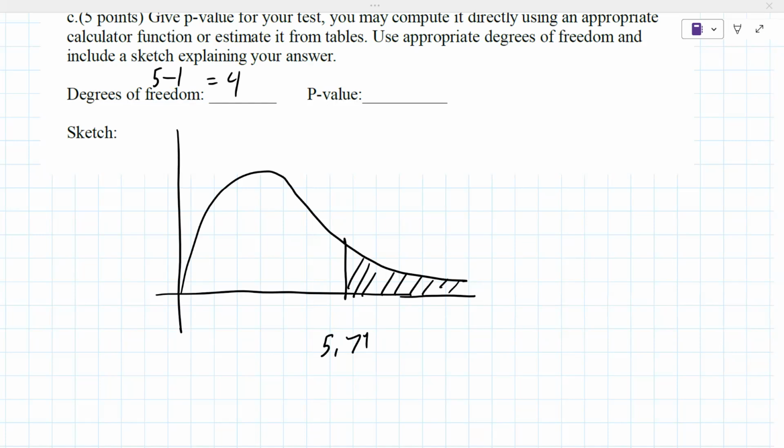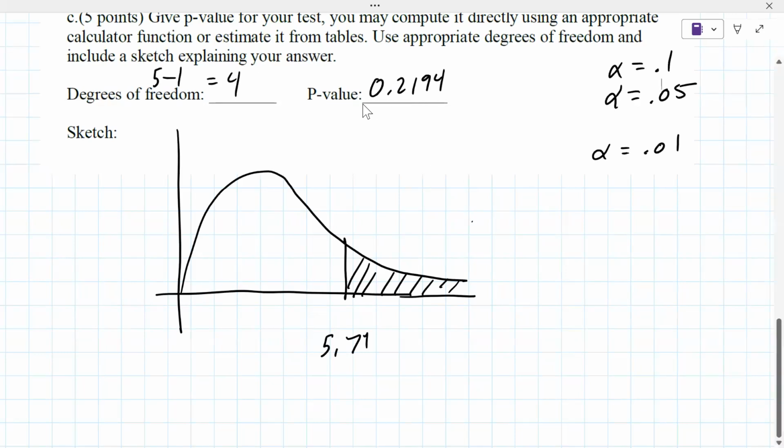All right, almost there. So the answer here is that the p-value is 0.2194. Generally, the alpha values you're going to see on this test, probably the most common is 0.05. You might see 0.01 and you might see 0.1. This is bigger than all of them. And that's what you need to focus on. It's a lot bigger.